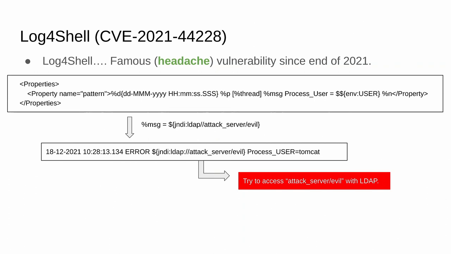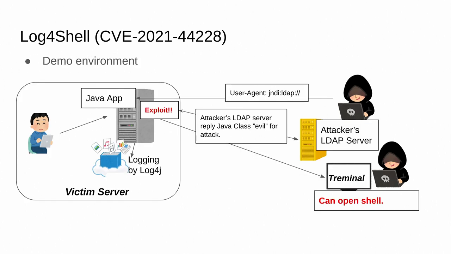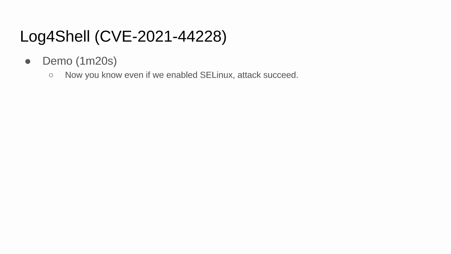Here, if you put something like this in a log format, if you put a percent message pointing to an LDAP server, then this Log4j package will extract it, connect to this LDAP server, and get code from the LDAP server. Then you can run any application or any code on that Log4j machine. If an attacker is using this LDAP server, you can open a terminal or anything. So let's take a look at the Log4Shell POC.